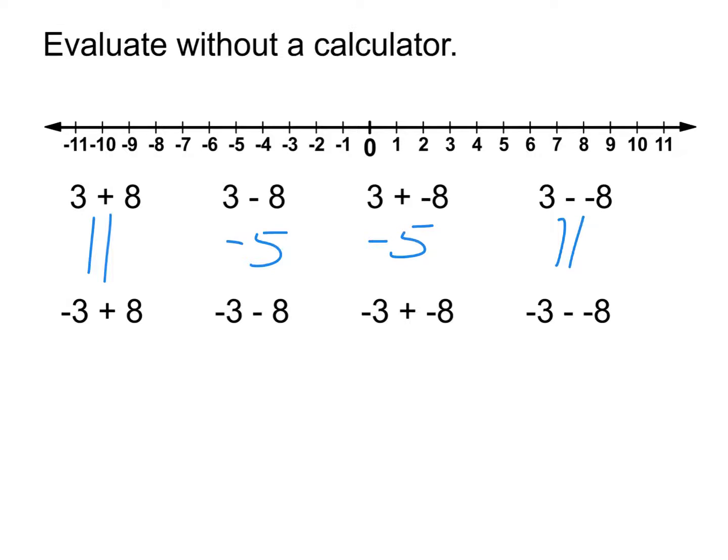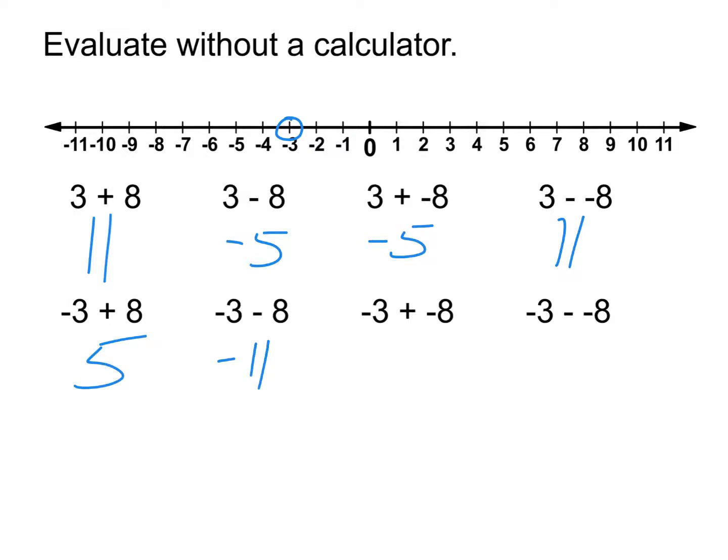All right, now for the second row here, negative 3 plus 8. It's the same idea except that I'm starting at negative 3 instead of starting at positive 3. And if I'm going to add 8, I'm adding positive, so that means I'm going to the right 8 units. And so that ends up dropping me off at 5. Negative 3 minus 8, so I'm starting at negative 3 again. Minus 8 means go down 8 units. And so that one ends up dropping me off at negative 11.